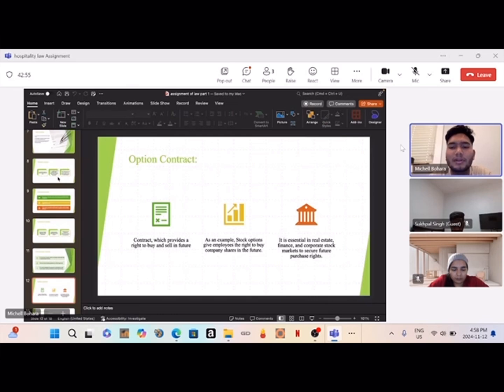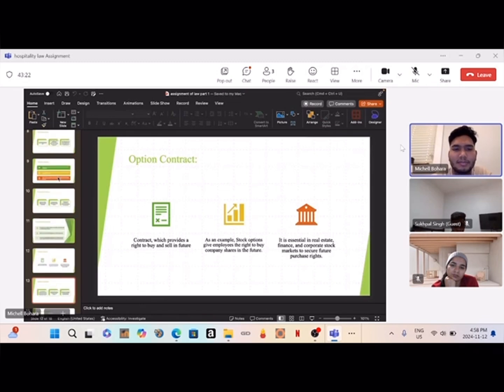Another one is the option contract. An option contract gives someone the right to buy or sell something later. For example, paying a landlord a fee to reserve an apartment for the next month. Because we already paid, we have the option for next month. That's why it gives the option to decide without pressure. This type of contract is common in real estate and investment.